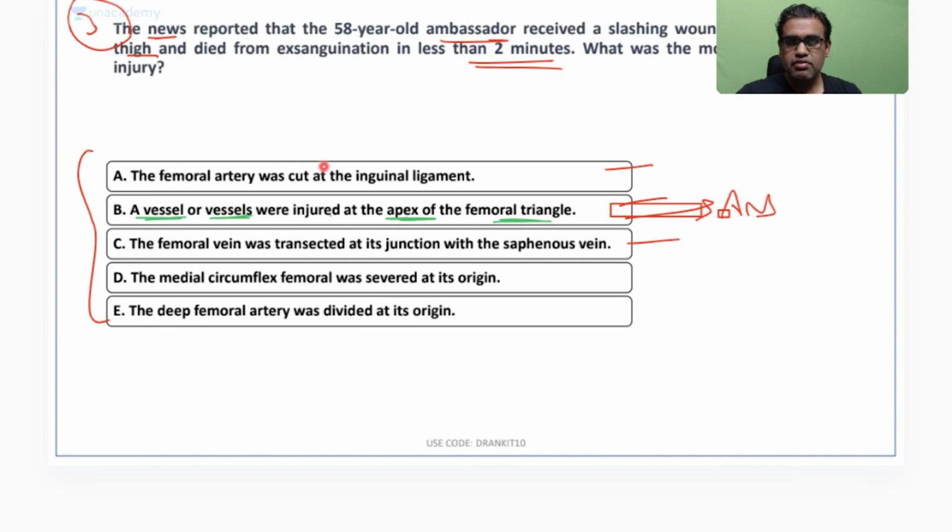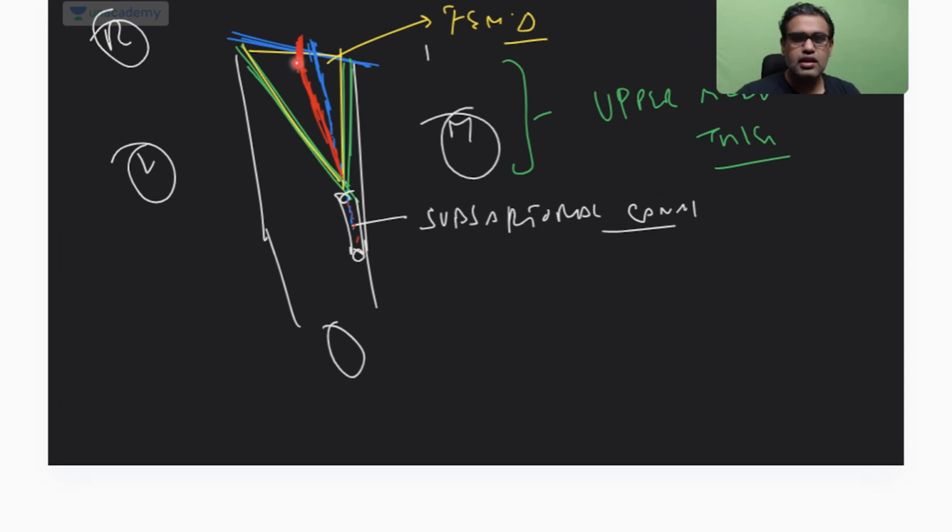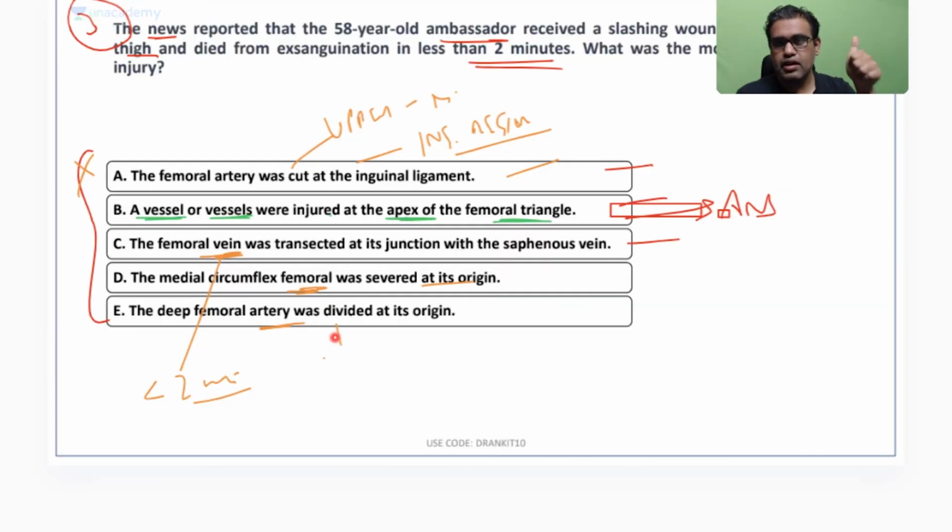Now let's see the other options. This one is in the inguinal region actually, but he got hit in the upper medial thigh, so that is gone. Femoral vein: a vein injury cannot lead to death in less than 2 minutes; it has to be an arterial injury. The medial circumflex femoral vessel is given off quite superiorly, 1 to 2 inches below the inguinal region. The same goes for the deep femoral artery, or profunda femoris. Upper medial thigh is the area at the apex of the femoral triangle. Point clear? B is the answer.